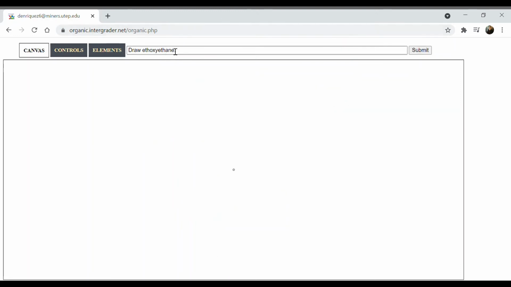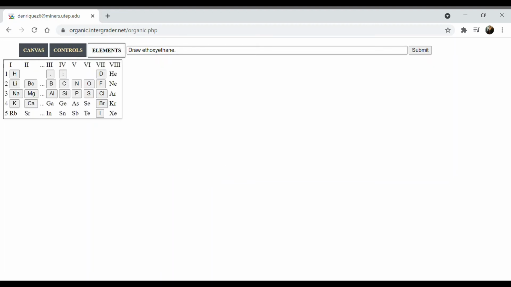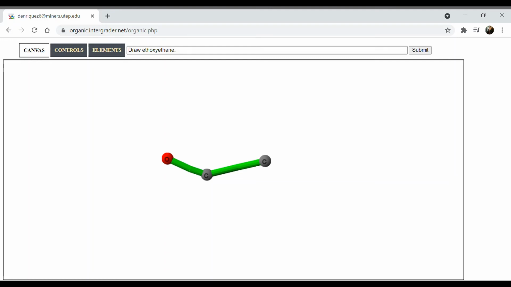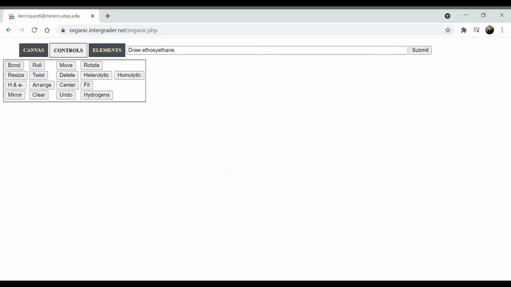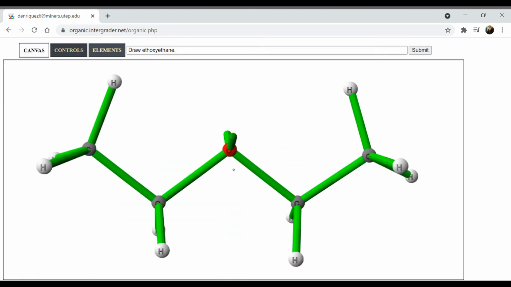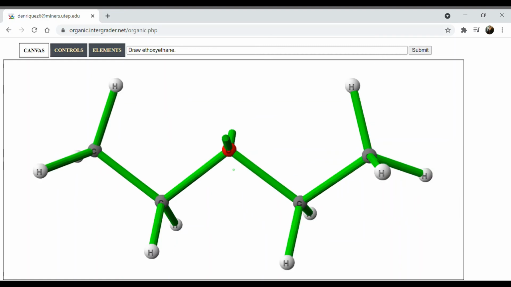Okay, I'm going to start by drawing my ethane, 2 carbons. I'm finished with that. I'm going to move on to my ethoxy. Either position is 1 position, so you can draw it wherever. Add my oxygen, and it's an ethoxy, so I'll add 2 carbons to that oxygen. Add my hydrogens, and this will be the end product.